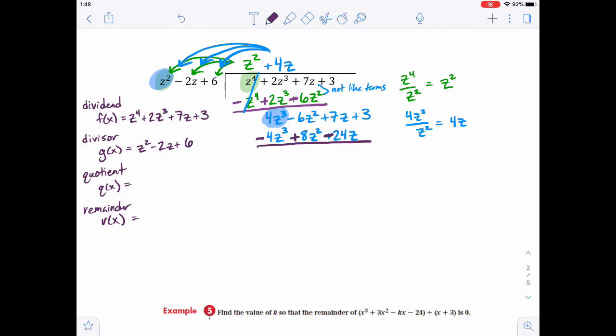Combine like terms. 4z cubed and negative 4z cubed cancel. Remember, we should always expect those two to cancel. Then we have negative 6z squared plus 8z squared, 2z squared. These inside terms are where we normally make our mistake because we don't change the sign. Make sure you change all the signs. Then we got 7z minus 24z is negative 17z, and then plus 3.